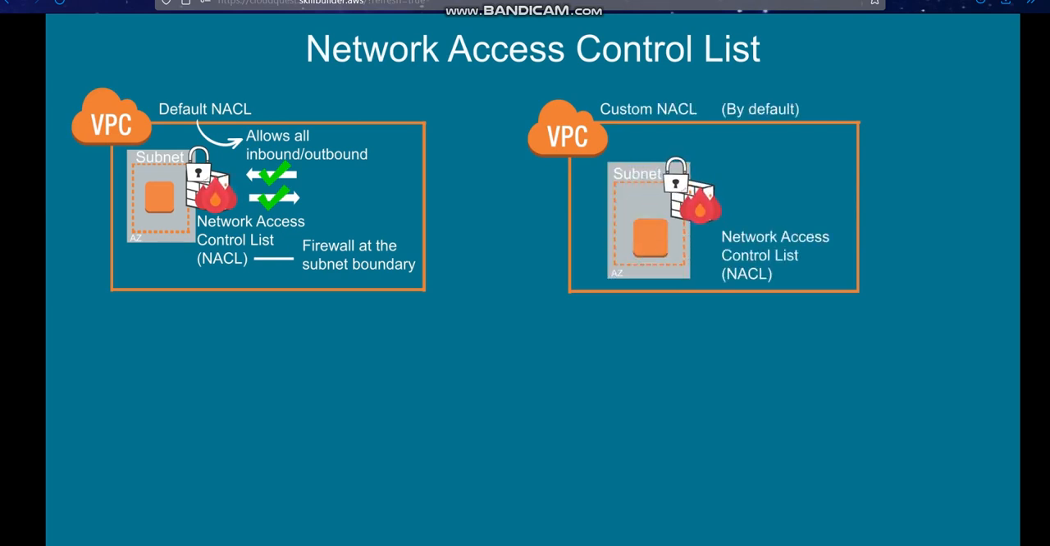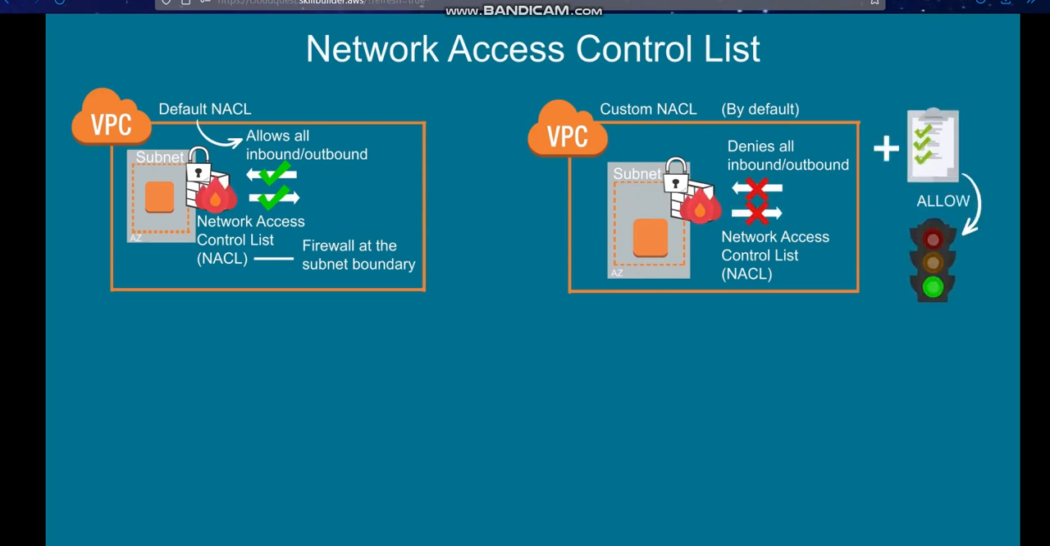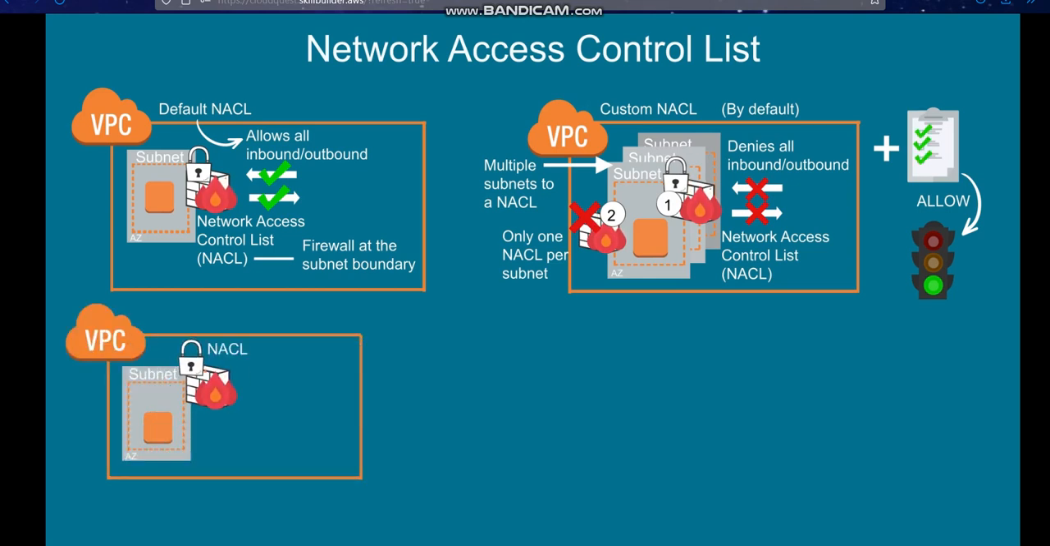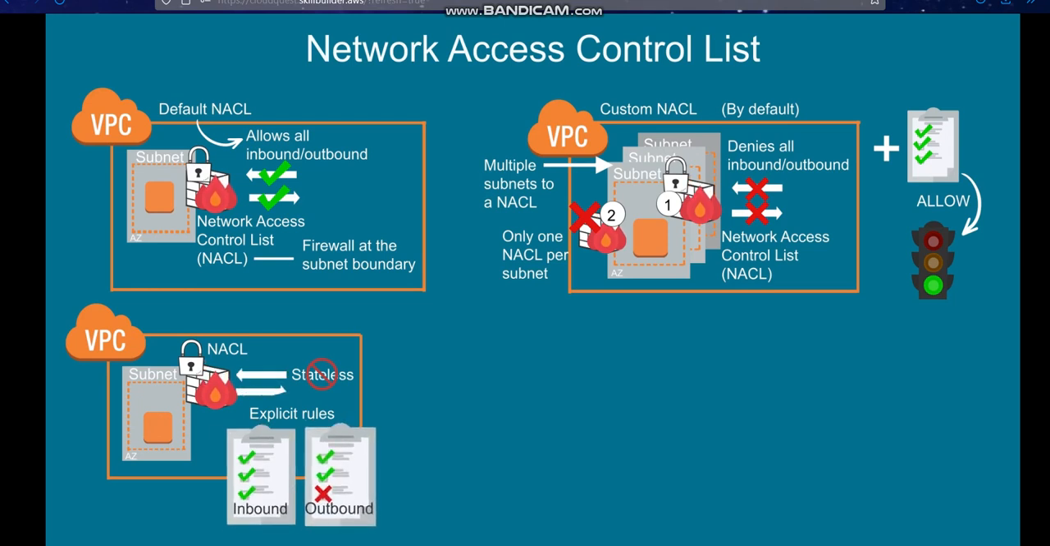Each custom network ACL denies all inbound and outbound traffic until allow rules are added. You can associate multiple subnets to a network ACL, but only one network ACL can be associated with a subnet at a time. Network ACLs are stateless and require explicit rules for both inbound and outbound traffic.